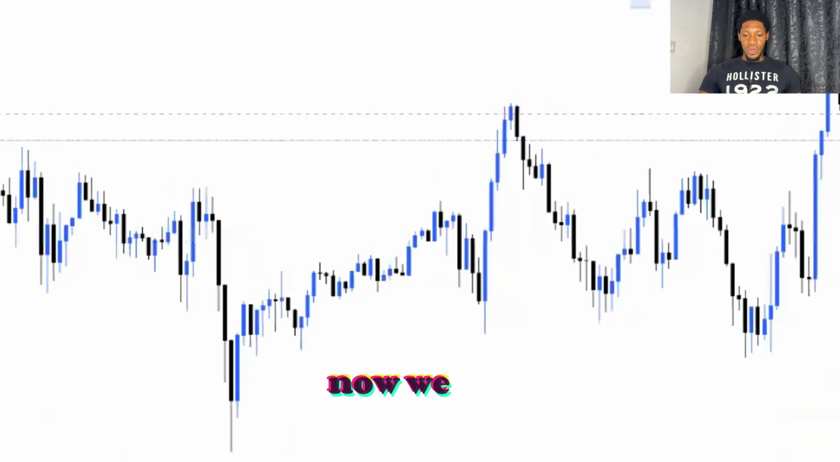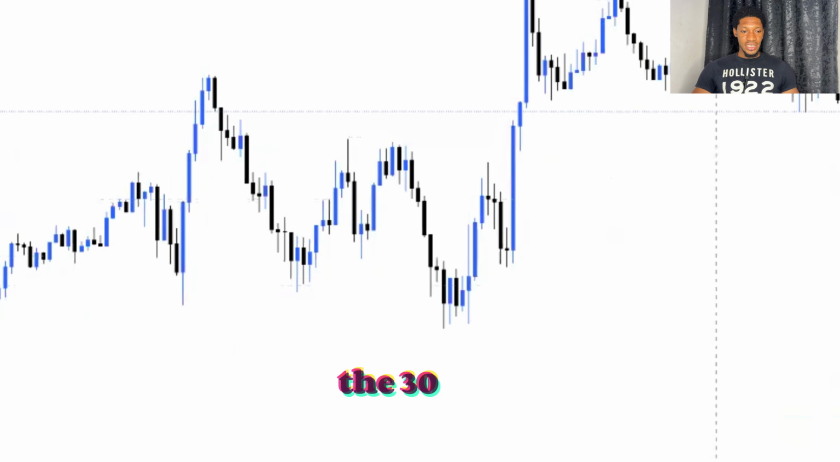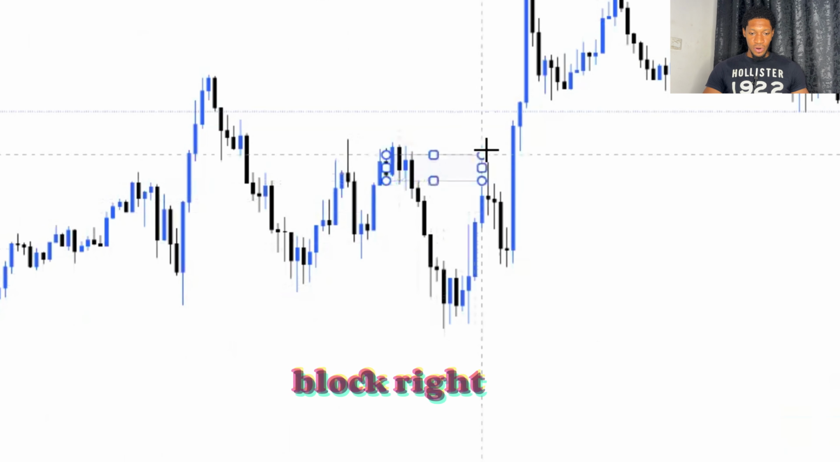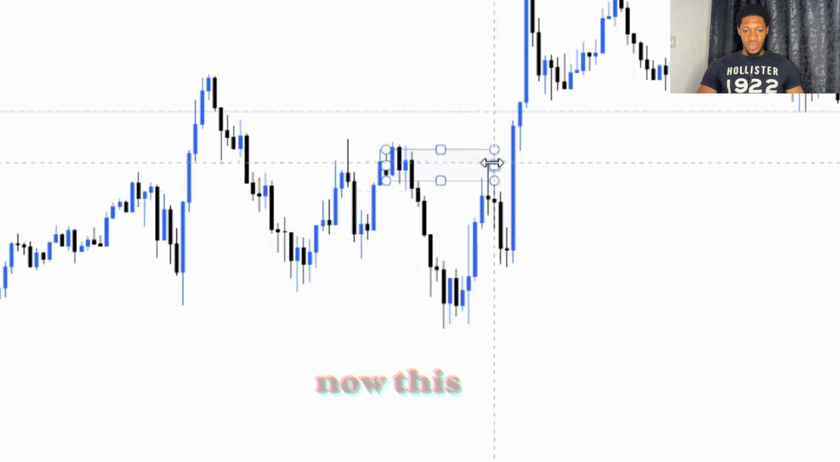Let's go on to the live chart, guys. On the live chart right now we have gold, on the 50-minute time frame. This was the order block right here that you were trying to sell the market from. Okay, so now this is it.